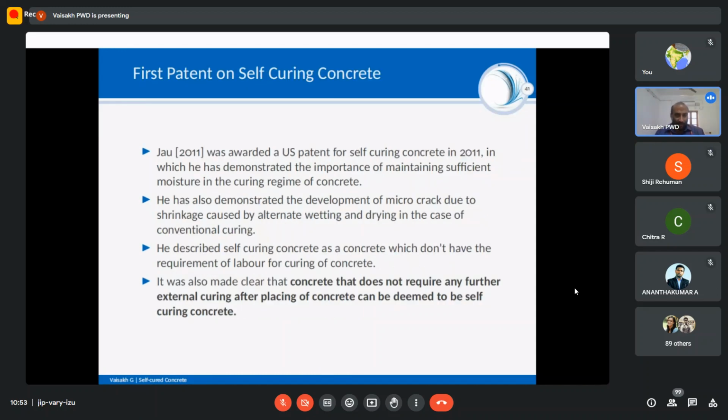Coming to the patent in this regard, Chow in 2011 was awarded a US patent for demonstrating the importance of maintaining sufficient moisture curing regime of concrete.